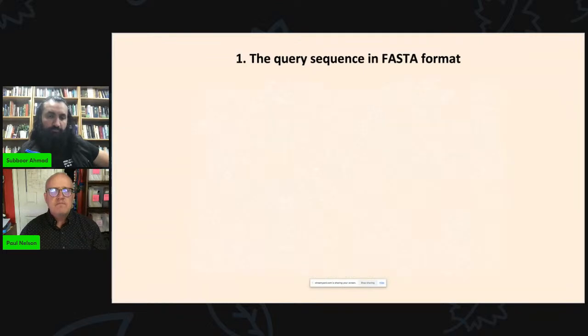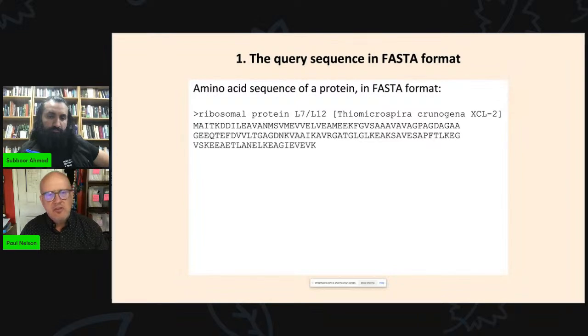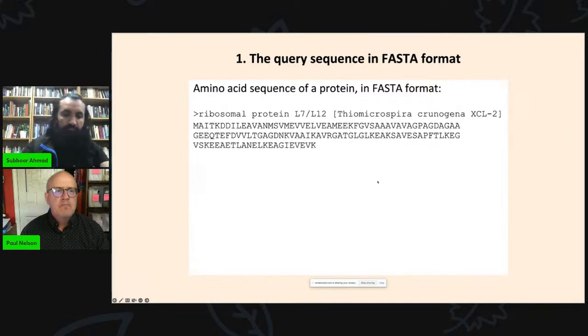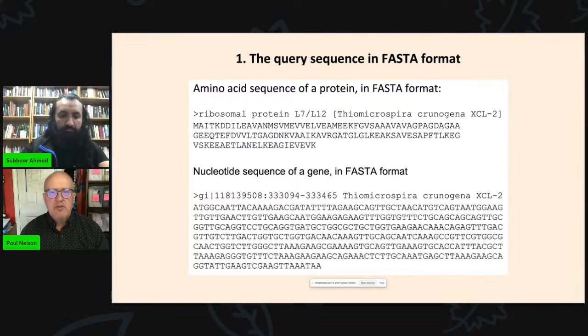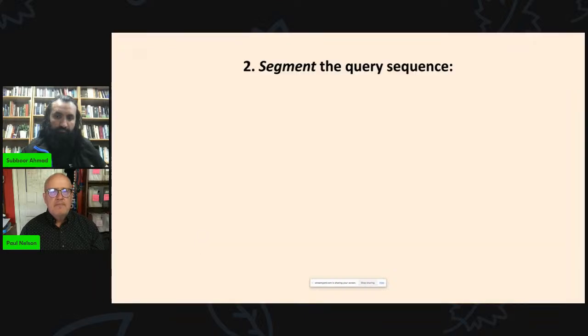Okay, so here's the standard format for an amino acid sequence. Each of these is a single letter representation of an amino acid. So this is a ribosomal protein. Here's a nucleotide sequence, and this is FASTA format, so it's a standard format. So here we have the name of the protein. Here's the name of the gene. This then is a DNA sequence, and this is a standard format that's machine readable. I'm just going to skip through this slide.